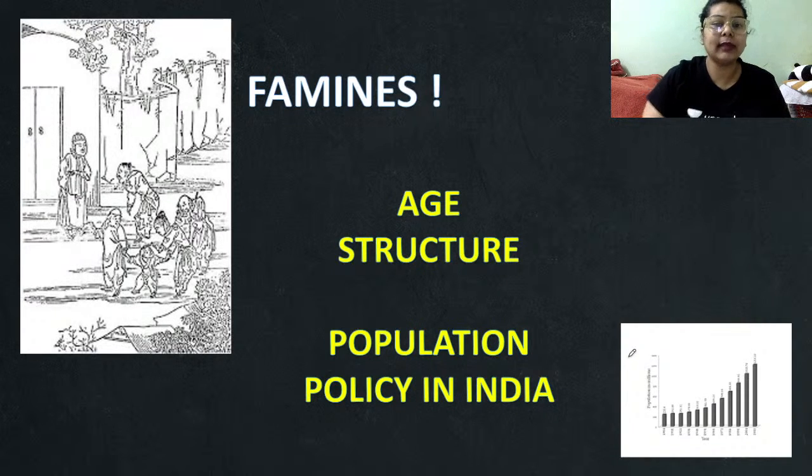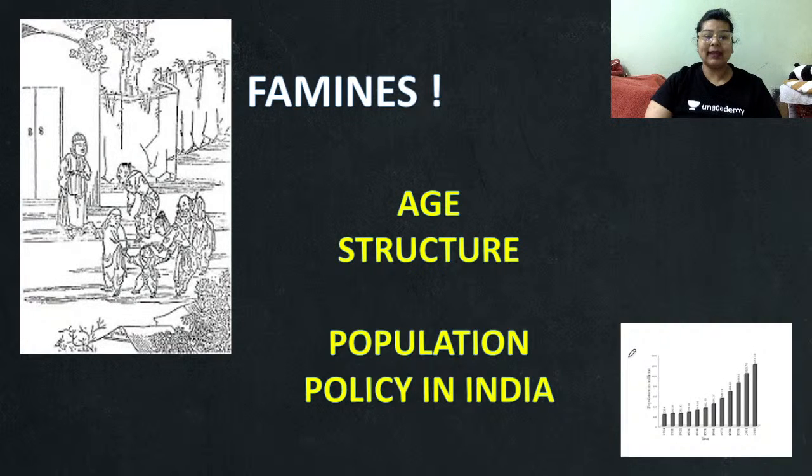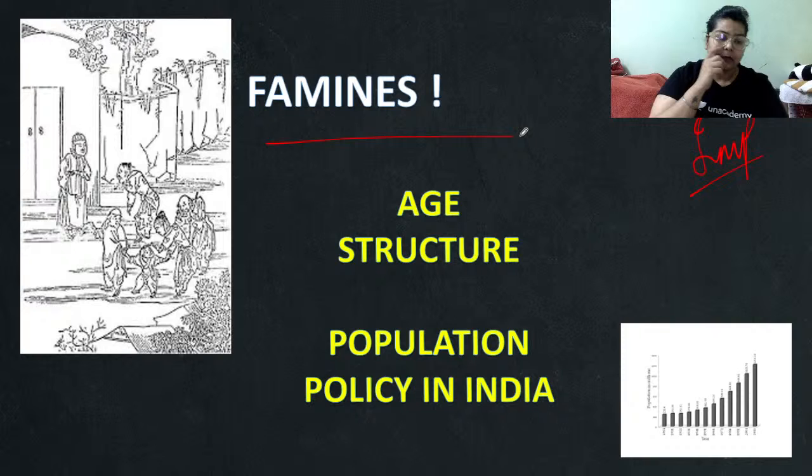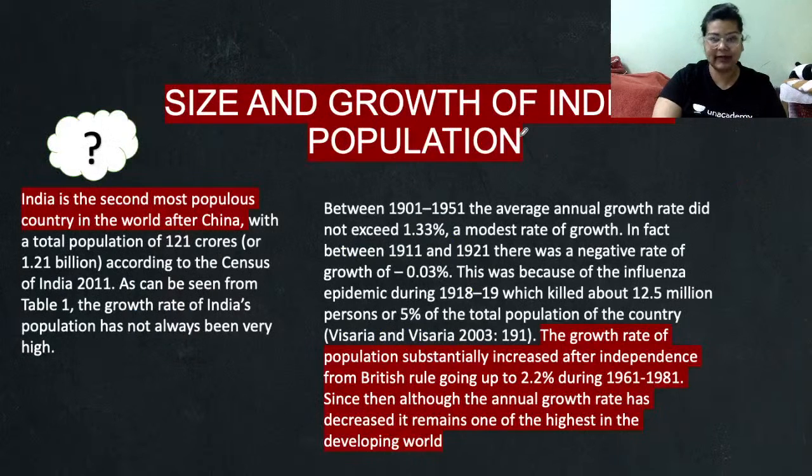All right, resuming. Famines, the age structure, the population policy in India, these terms I have already discussed, and these are also very important, and you have to know them. As I told you already, they can simply ask you what you mean by famines. Then you'll have to describe what causes famines. Of course, explain about the food demand and the population increase. Please explain all of these properly.